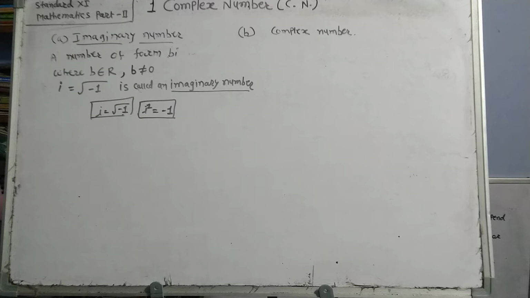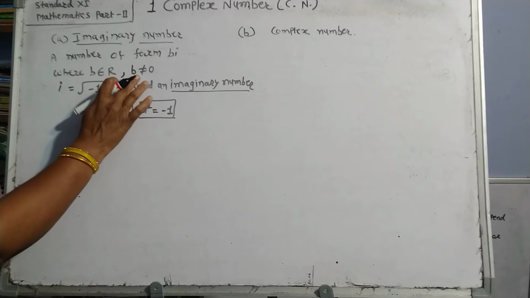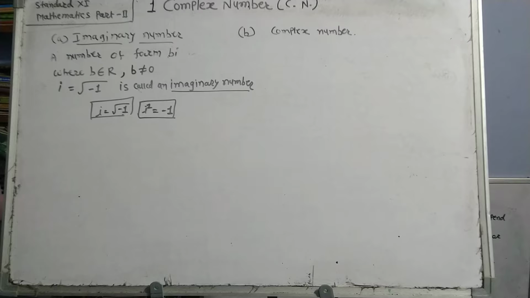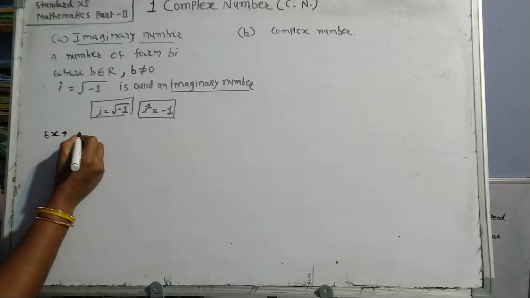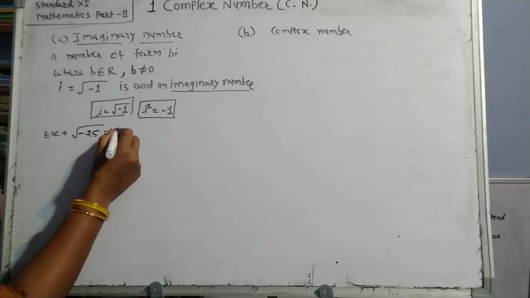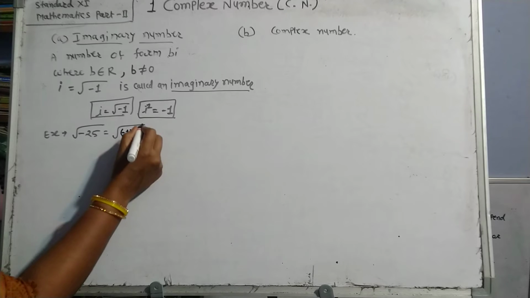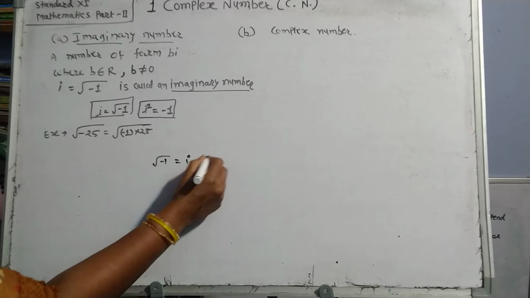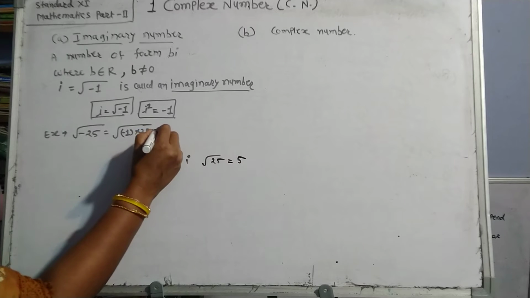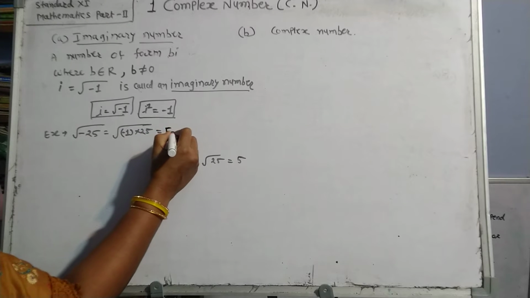Now a number of the form bi, where b belongs to the set of real numbers and b is not equal to 0. Now for example, square root of -25 means what? Square root of -1 into 25. But we know that square root of -1 is nothing but i, and square root of 25 is 5. Therefore square root of -25 means 5i.